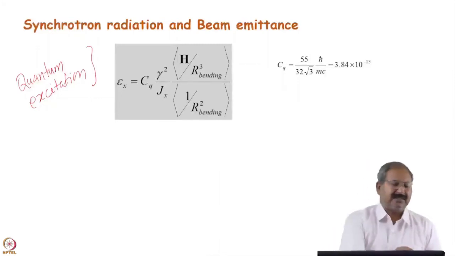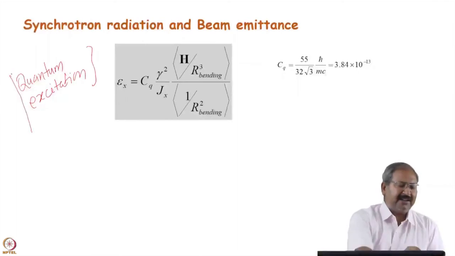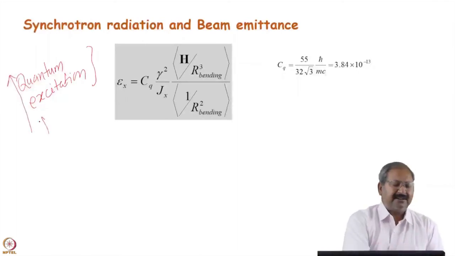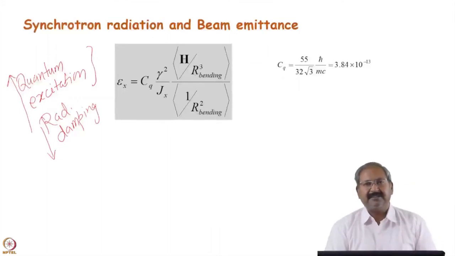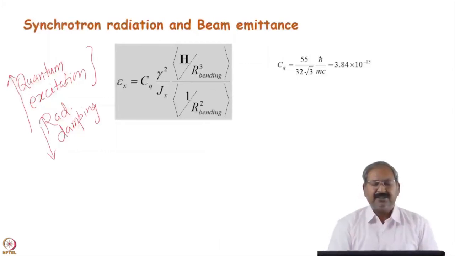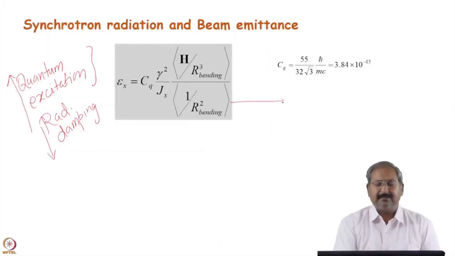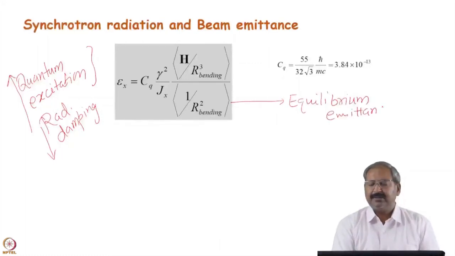So quantum excitation will increase the emittance, and radiation damping will decrease the emittance. And at a particular value of emittance, these will be balanced. So that is the equilibrium emittance of the machine. This formulation shows you the equilibrium emittance. So in an electron machine, after a few damping times, the equilibrium emittance will be attained by the electron beam.